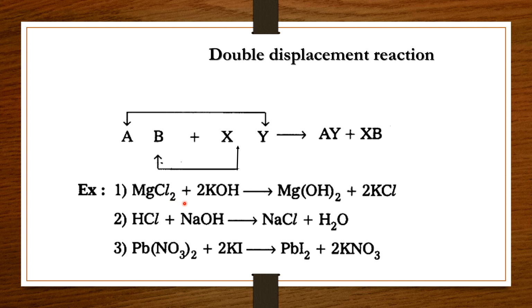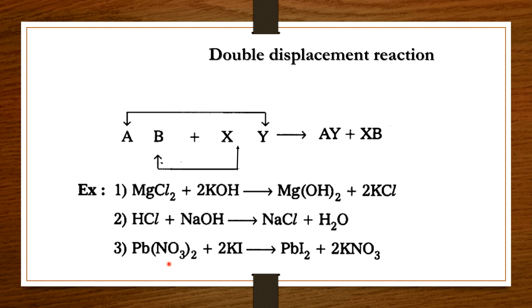Okay, so here just an exchange of ions between these two reactants forms a new precipitate. Another example, HCl, hydrogen chloride, plus NaOH, sodium hydroxide. Okay, it will form the ions H plus, Cl minus, Na plus, OH minus. So this H combines with the OH group, it will form H2O, and Na plus and Cl minus combine, it forms NaCl. Okay, so here also just an exchange of ions between two reactants forms two new products.